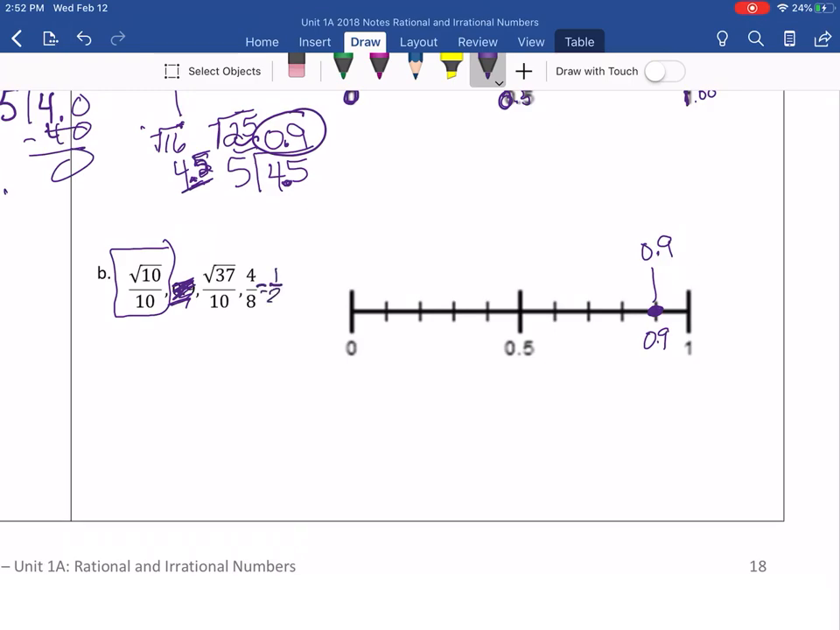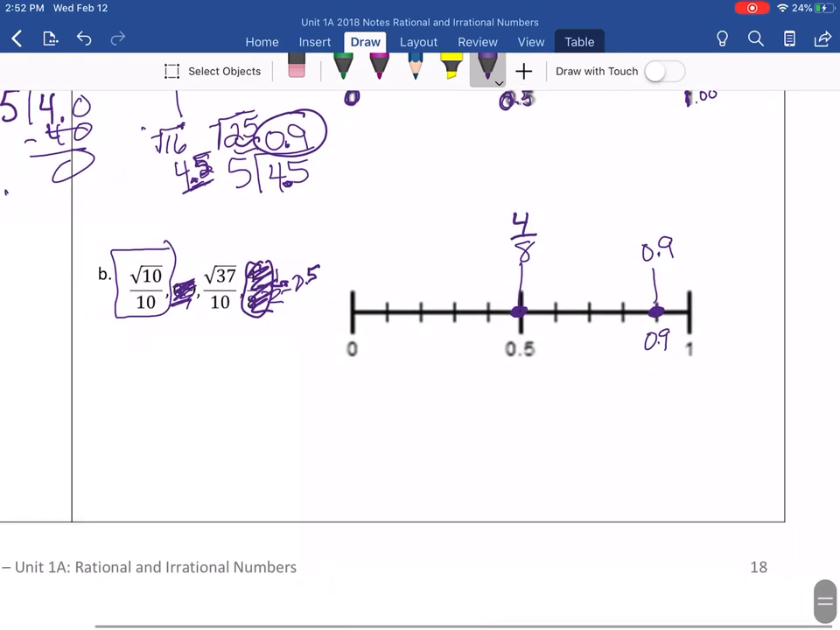Oh, here's another easy one. 4/8. We know that as also being what? 1/2. And 1/2 we know always as a decimal is 0.5. So let's go put 4/8 at the 0.5. Now that one's done. Now I only have 2 left to put on my number line.